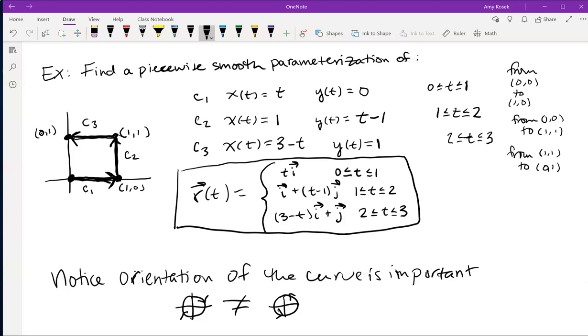So that's why we were careful with, say, this second piece, y had to increase from 0 to 1, versus in this piece, x had to decrease from 1 to 0. So how we set those curves up mattered and looked a little bit different.